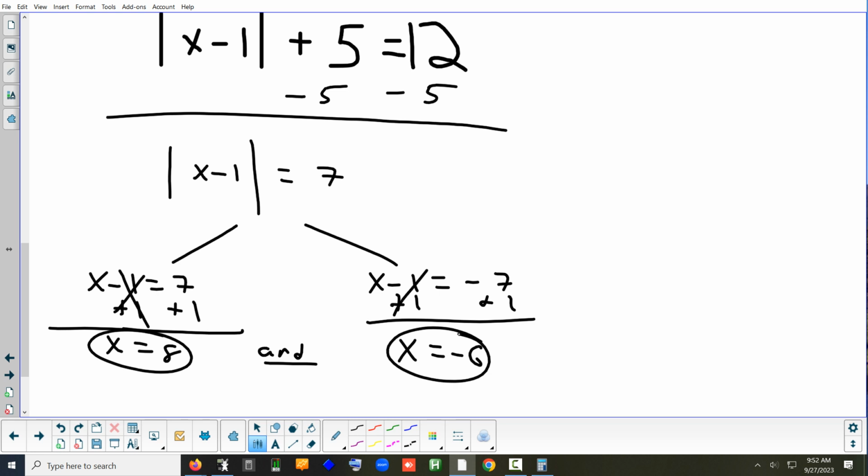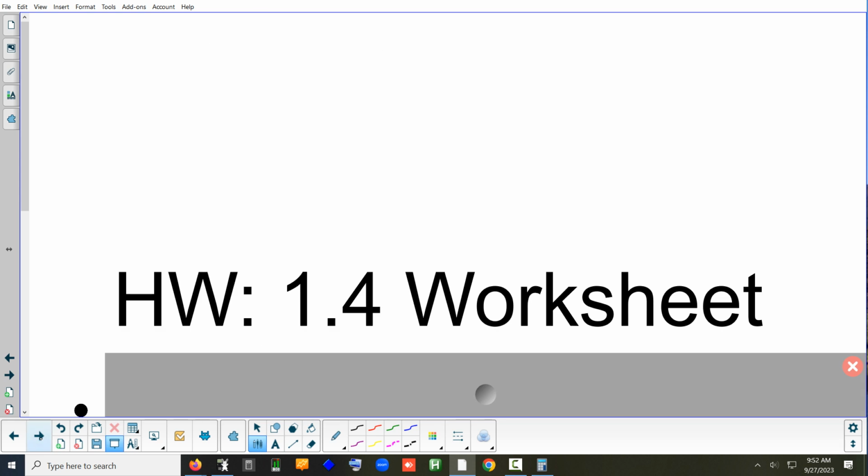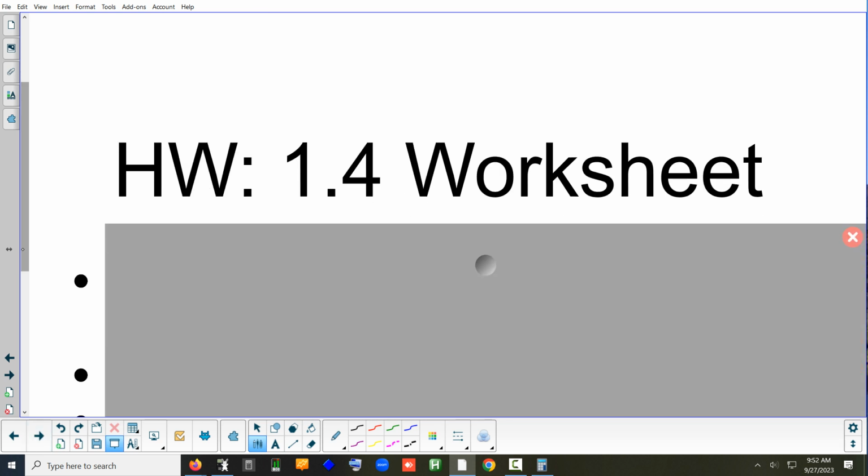Okay, so that's solving equations with absolute value. Okay, so the homework tonight is the worksheet on 1.4.